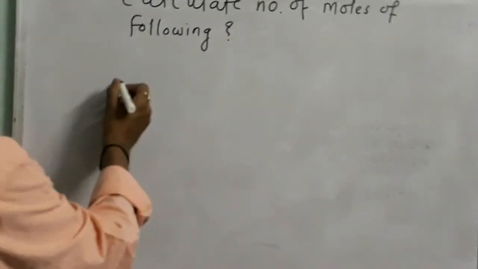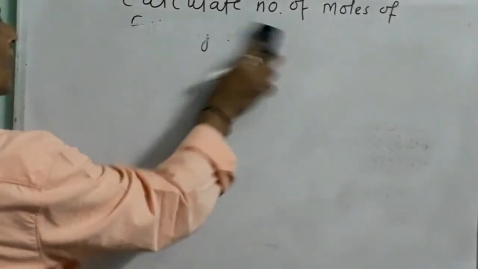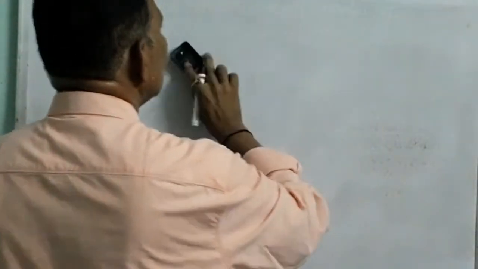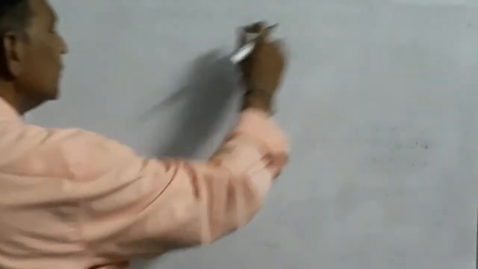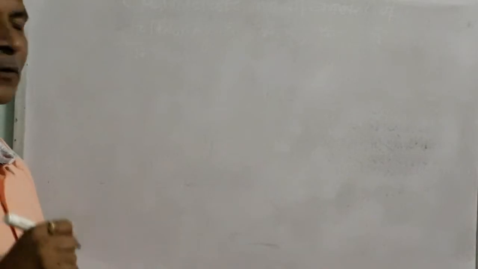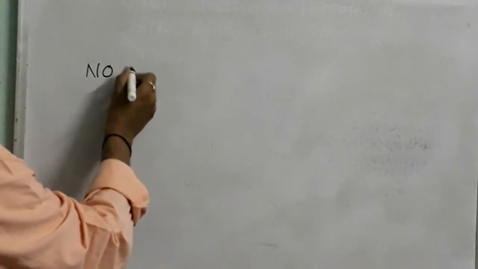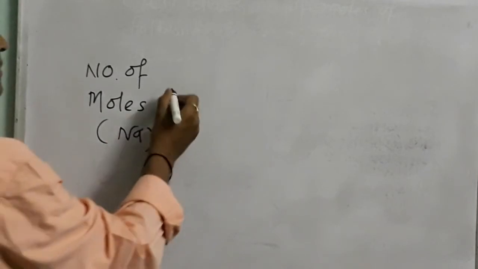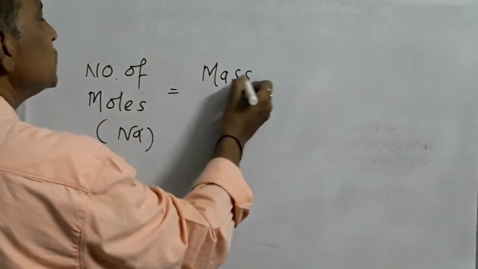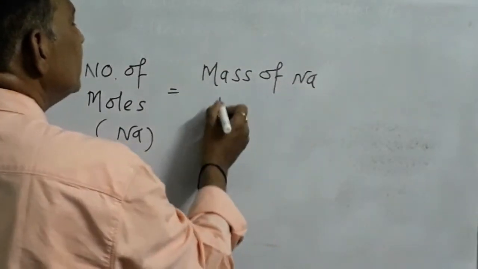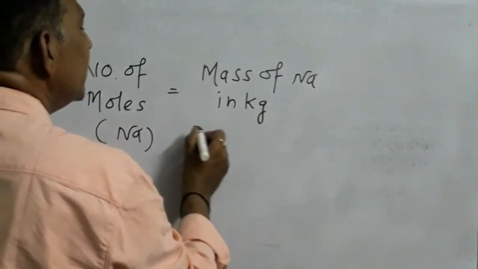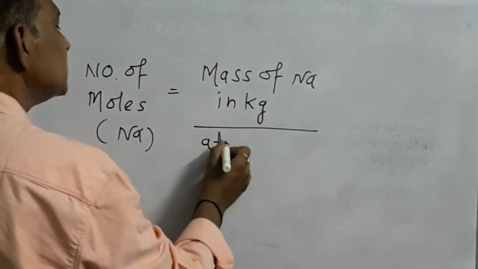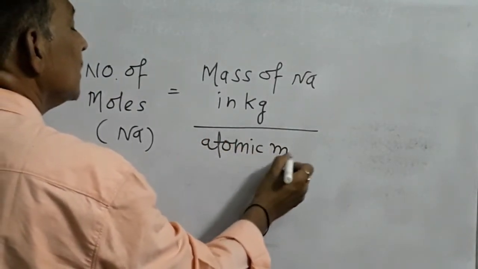So see the first type of problem that comes on your screen. What he says, 6.9 into 10 to the power minus 2 kilogram of sodium. So how to solve this question? Number of moles of sodium is equal to mass of sodium, it is given in kilogram, divided by atomic mass of sodium.